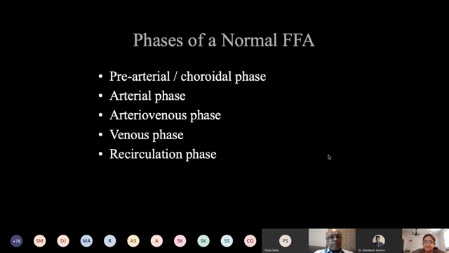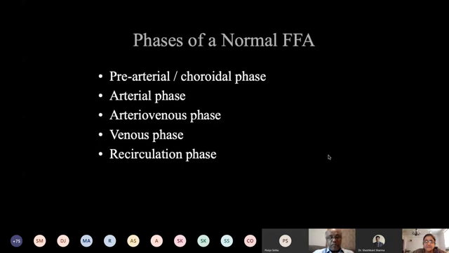So now let's understand what are the phases of a normal FFA, and this is again of extreme importance. The first phase is the pre-arterial or the choroidal phase. We have the arterial phase, the arteriovenous phase, the venous phase, and the recirculation phase. These are the various phases in which we have to read out the fundus fluorescein angiography. Now let's come to the pre-arterial or the choroidal phase.